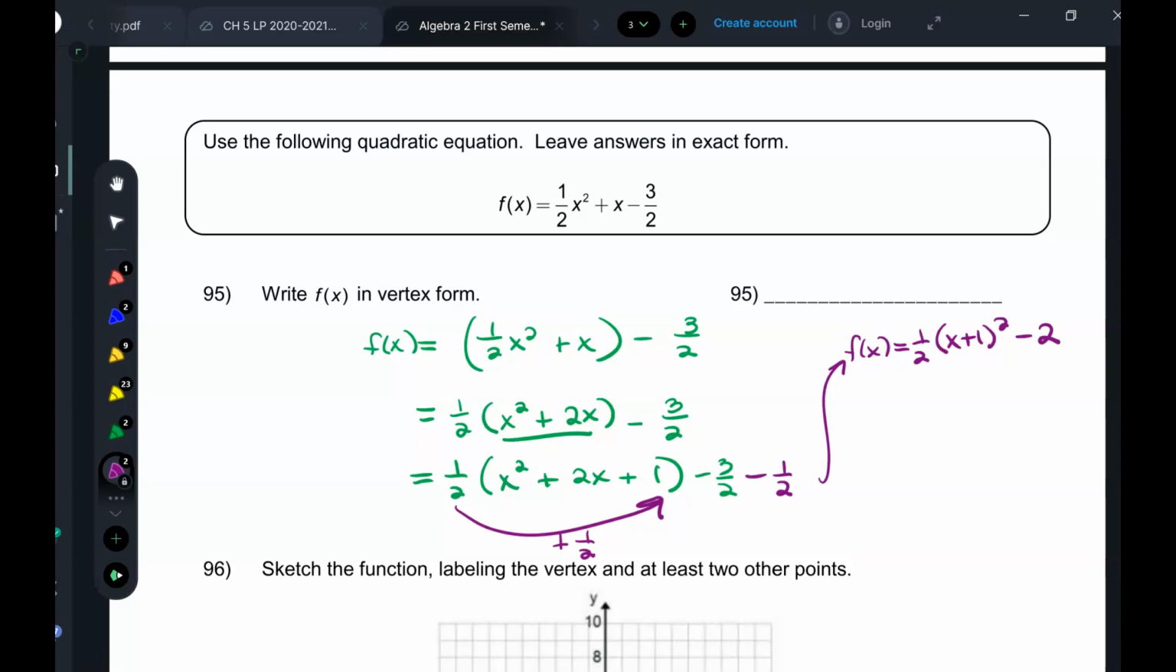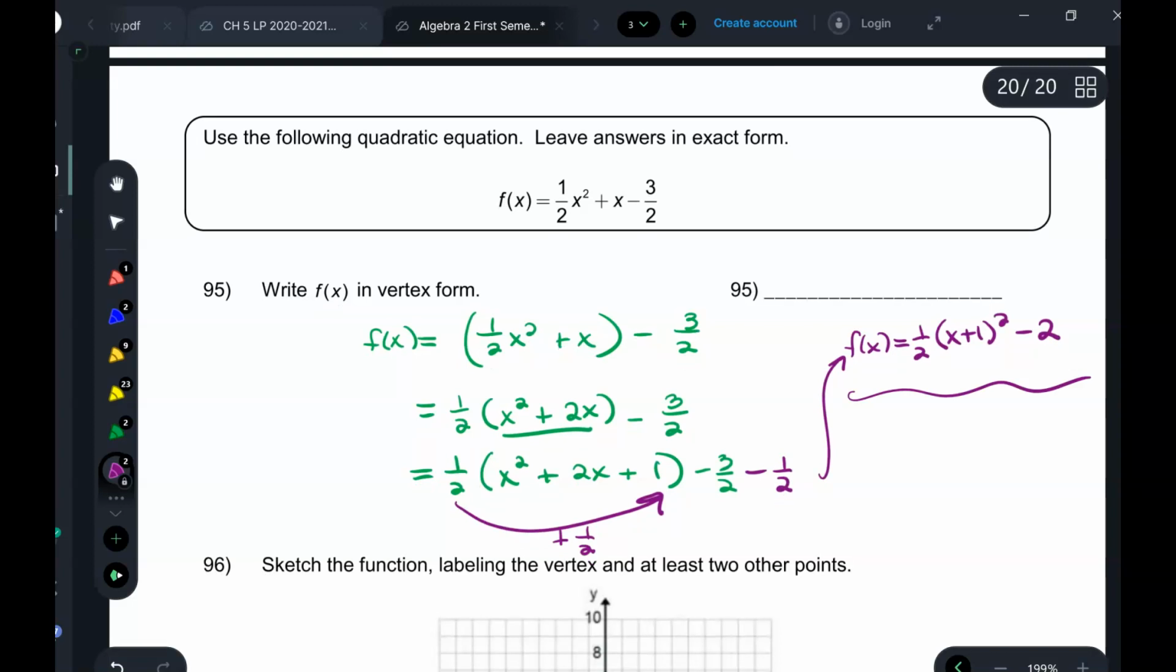What I would recommend, if you don't like that method, is to go back to x equals negative b over 2a. This is going to give us h. And then f of h, plugging that in, is going to give us what k is equal to. And a, no matter what, I know a is going to be 1/2.